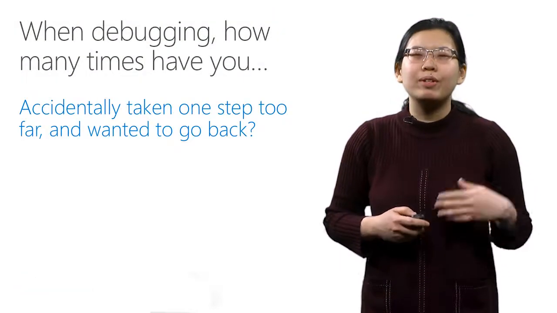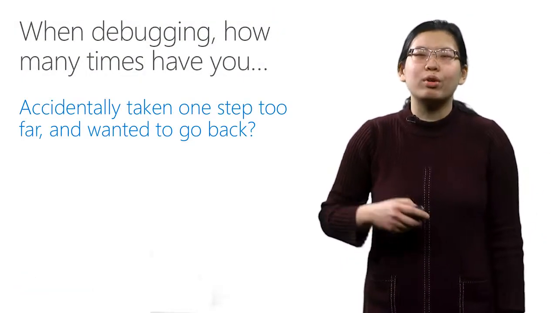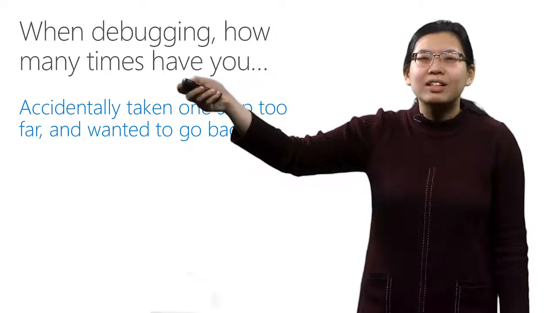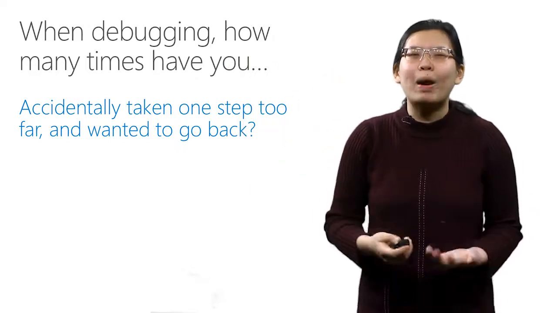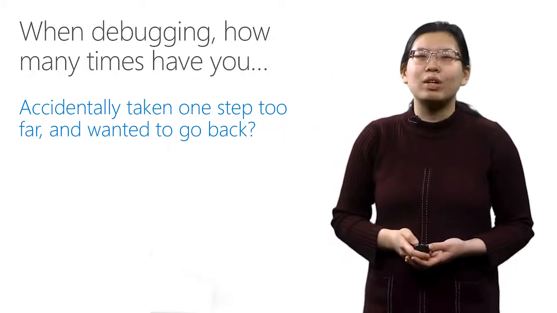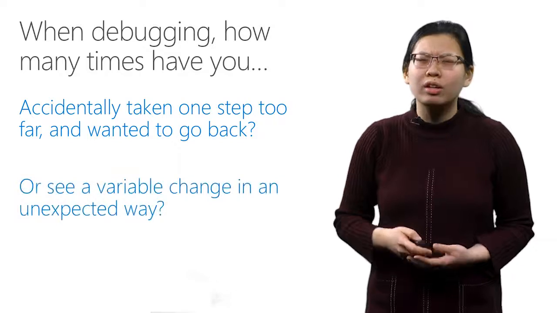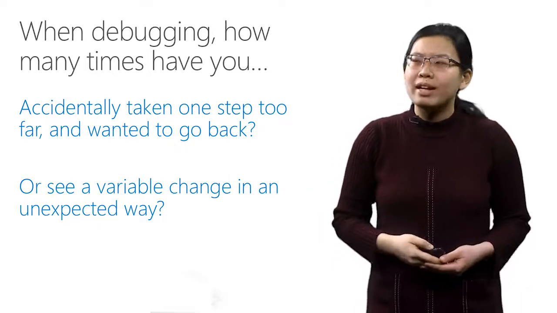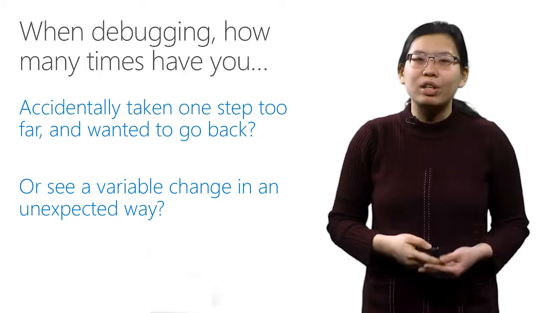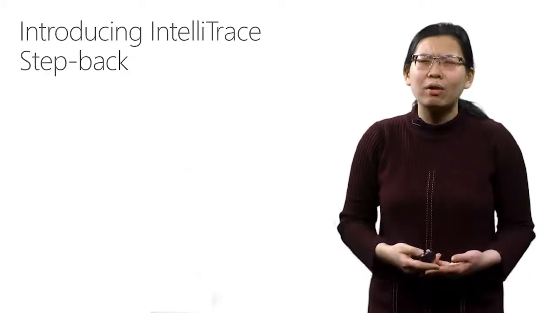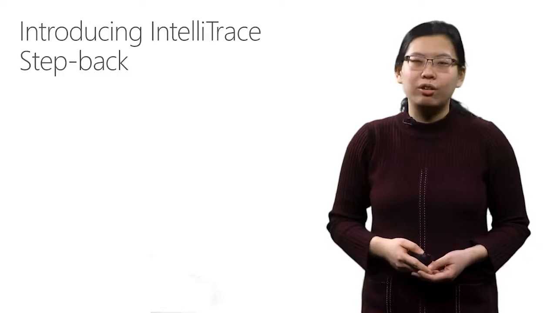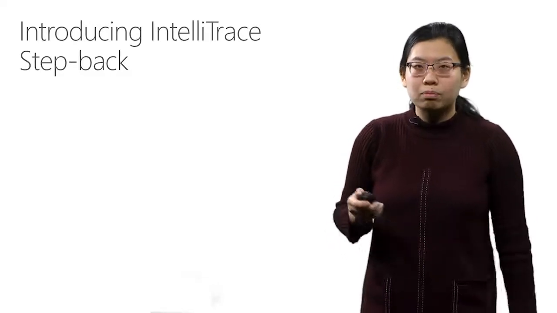How many times when you've been debugging have you run into the situation where you set a breakpoint, you start stepping, and then you accidentally take one step too far and you just want to go back and see what the state of the application was at the previous step? Or you set a breakpoint, you started stepping, and then you suddenly see a variable change in an unexpected way, and you just want to go back and see what the previous value was. Well, now, with the new IntelliTrace Step Back feature in the latest release of Visual Studio 2017, you can.